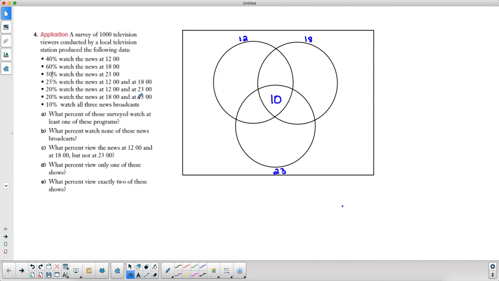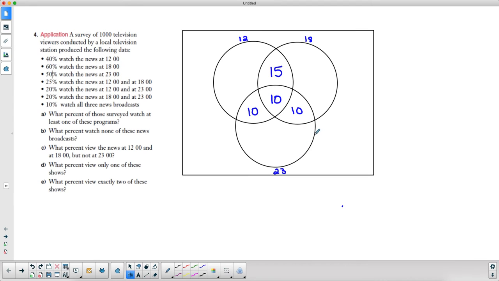And then working our way backwards, it says 20% watch the news at 18 and 23. So the overlap between 18 and 23 is here. And it says 20% watch that, which means that this is 10 and then the 10 that watched all 3. For 12 and 23, it's the same thing. It was 20%, so this must be a 10 for those two to add up to 20%. And then 25% watch the news at 12 and 18. So that must be 15 in here to go with this 10 to give us 25% overlap between those two circles.